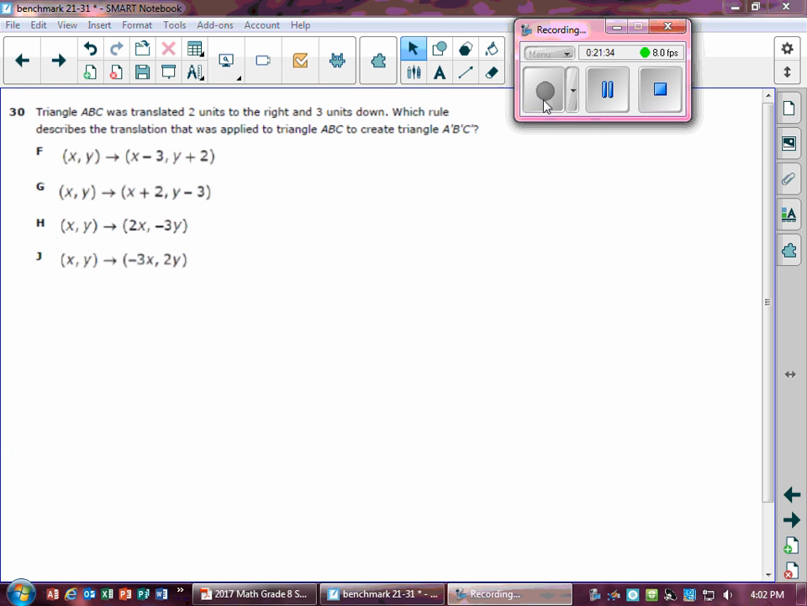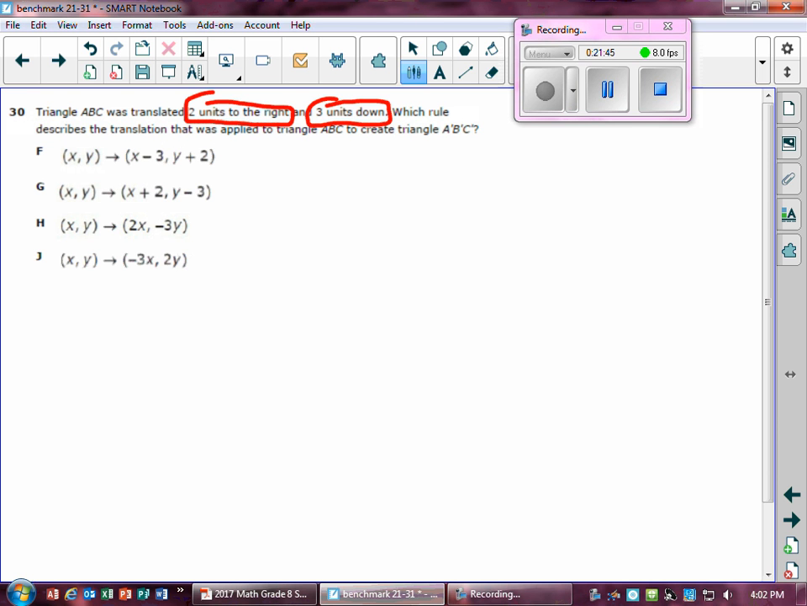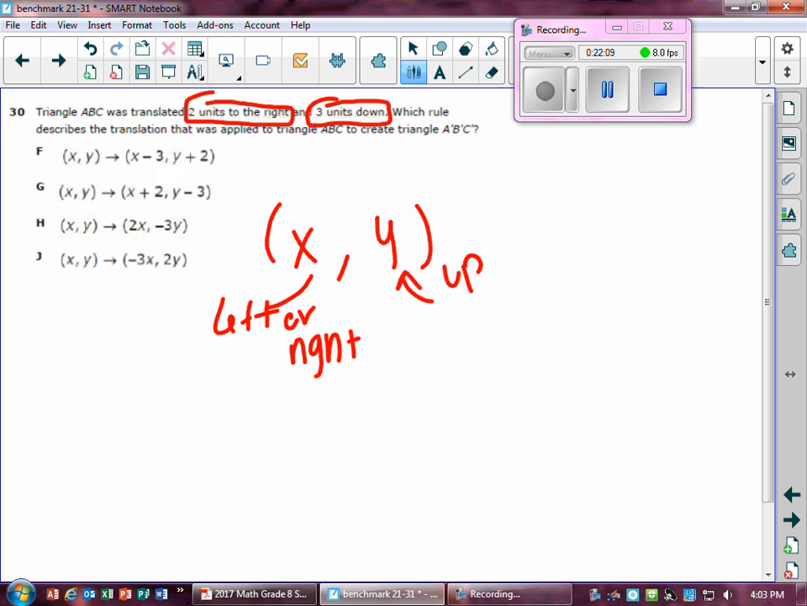All right, 30. Triangle ABC was translated 2 units to the right and 3 units down. Write the rule that describes the translation that was applied to triangle ABC to create triangle A prime, B prime, C prime. Looking at it, it says 2 units to the right. Well, that's talking about my x value, okay? My x value can go left or right. My y value goes up or down.